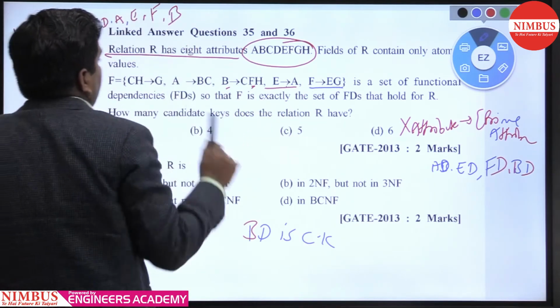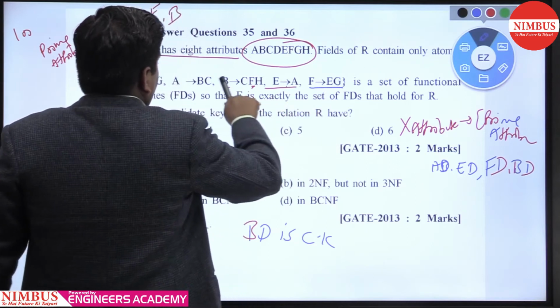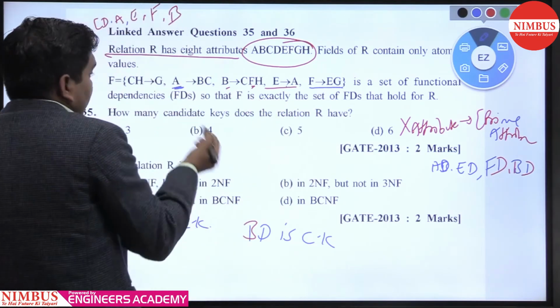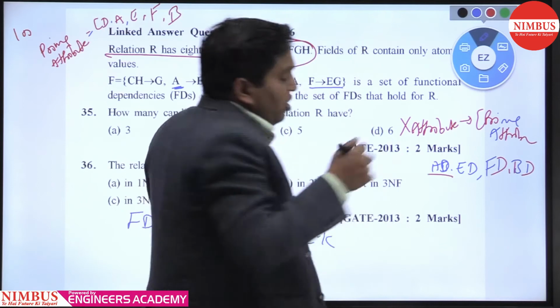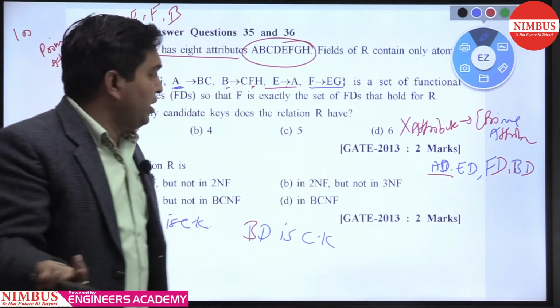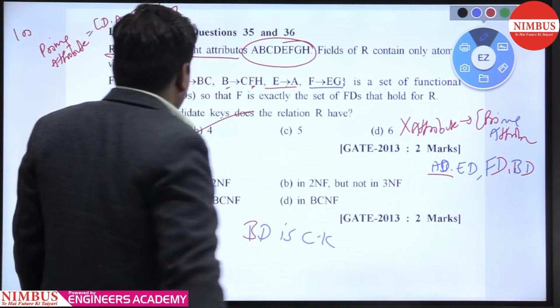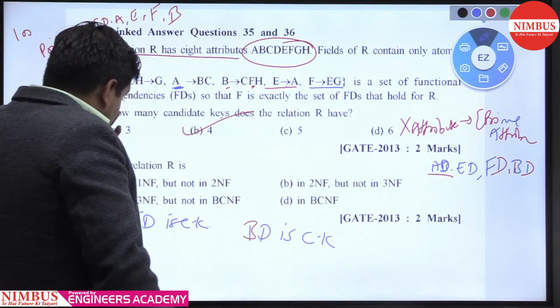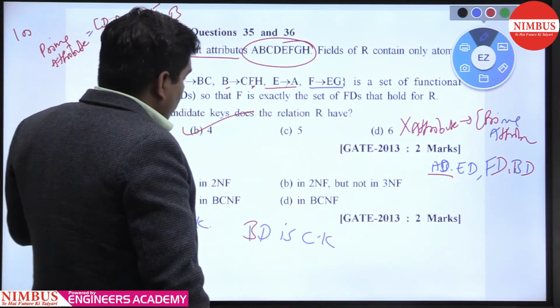Yes. Now we will check B. B is determined by A, but AD is a candidate key which I already took. So in this relational schema there are 4 candidate keys. Getting my point? And the next question is, the relation R is in which normal form.